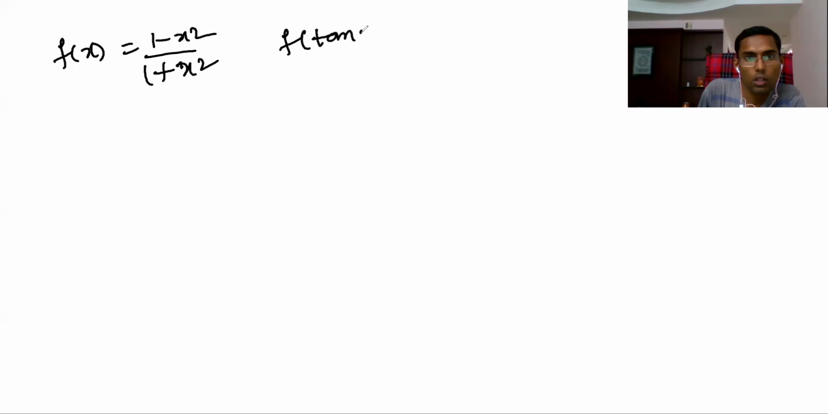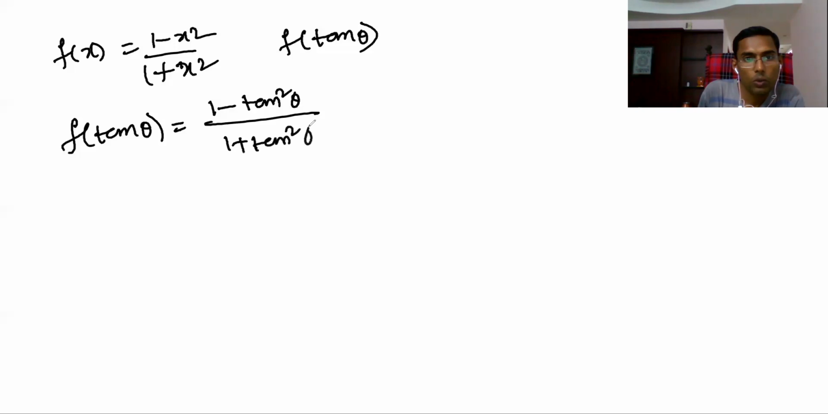Okay, all right. We are doing this question. f of x equals (1 minus x square) by (1 plus x square). So here the question is: f of tan theta is what? Simply, f of tan theta is (1 minus tan square theta) by (1 plus tan square theta). What is that?